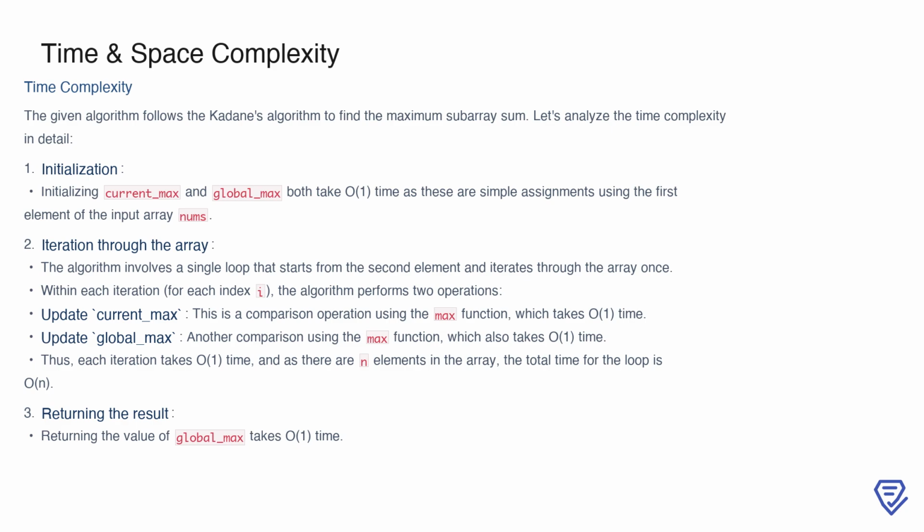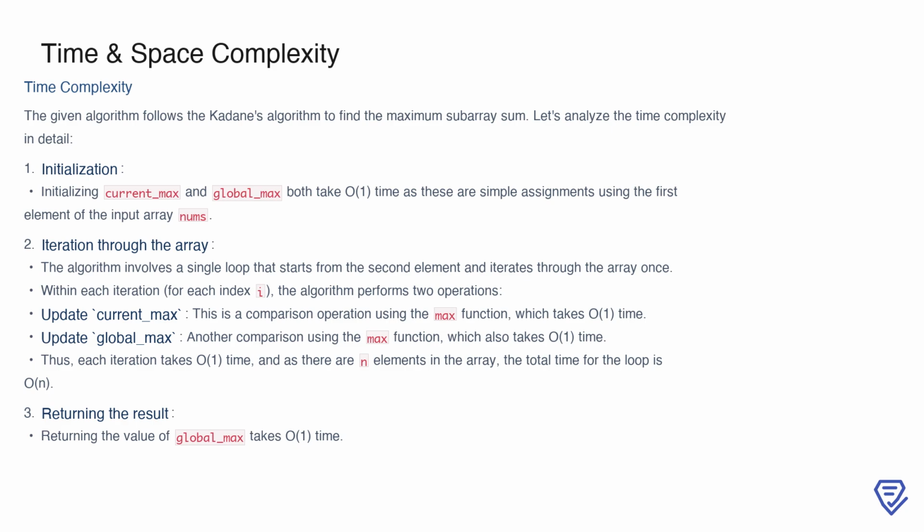Next, the algorithm iterates through the array starting from the second element. For each iteration, two operations are performed, updating current_max and updating global_max. Both of these involve comparisons using the max function, and each comparison takes constant time, O(1). Since the loop processes each element exactly once, and there are n elements in the array, the total time for the iteration is O(n). Finally, returning the result stored in global_max is another constant time operation, O(1).